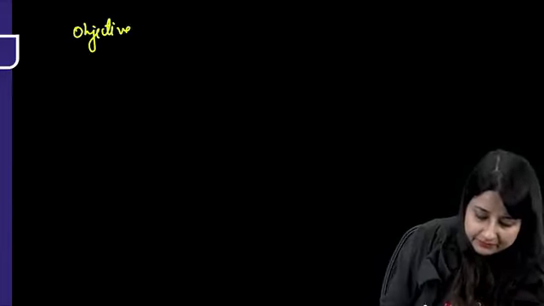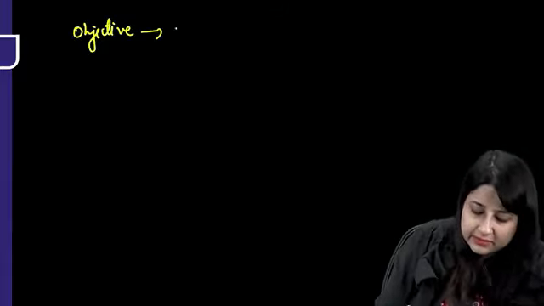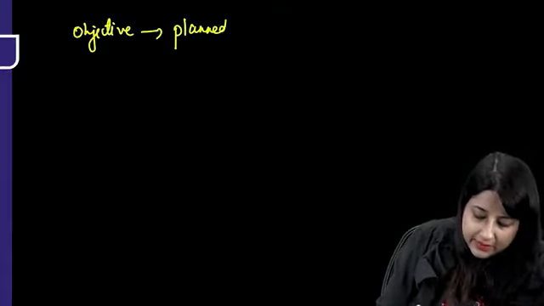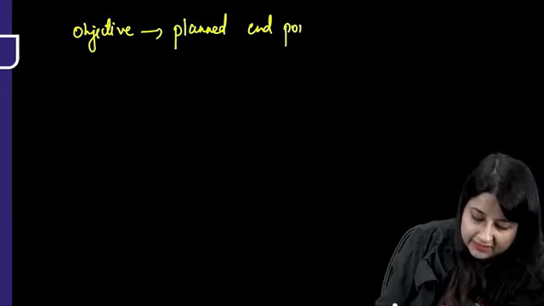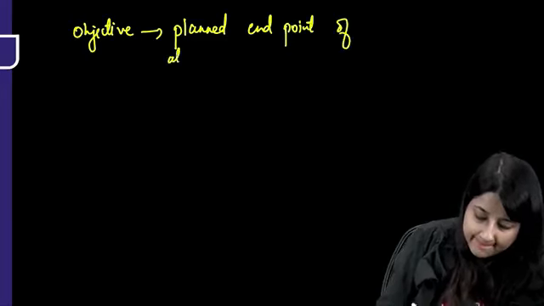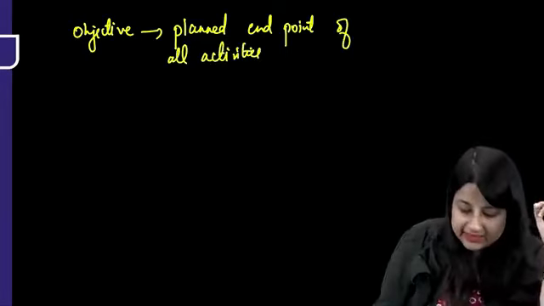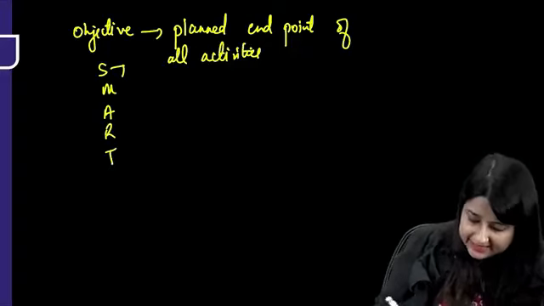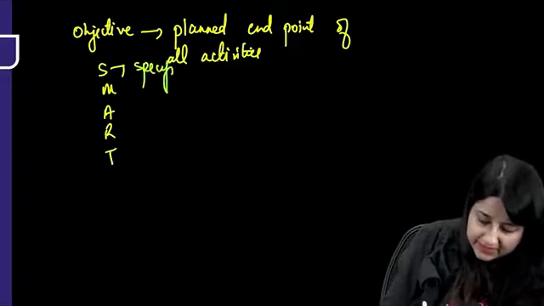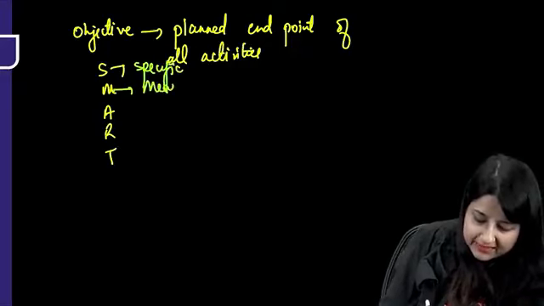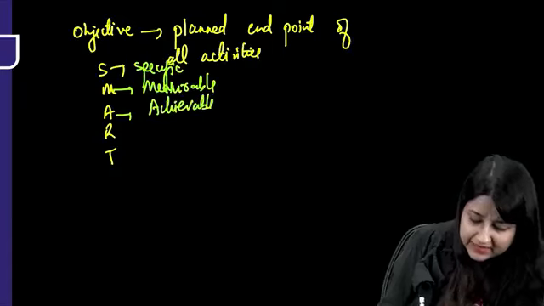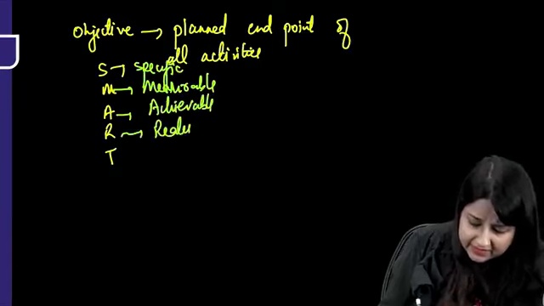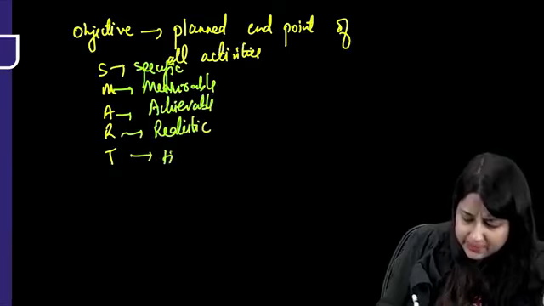What is objective? So objective is the planned endpoint of all activities. You'll be asked the definition. Objective always has to be SMART. That means S, it has to be specific. M, it has to be measurable. Then it should be achievable. Then it has to be realistic. And it also has to be time bound.